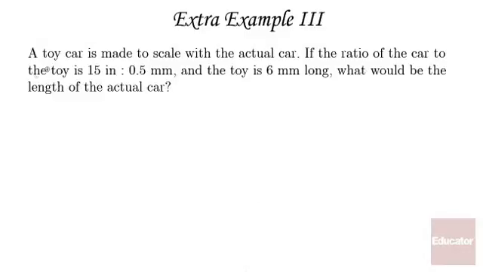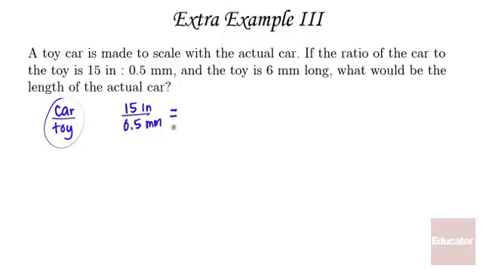And the third example, a toy car is made to scale with the actual car. If the ratio of the car to the toy is 15 inches to 0.5 millimeters, and the toy is 6 millimeters long, what would be the length of the actual car? So the ratio of the car to the toy. So that means my word ratio is going to be car over the toy. Okay? So the car to the toy is 15 inches to 0.5 millimeters.